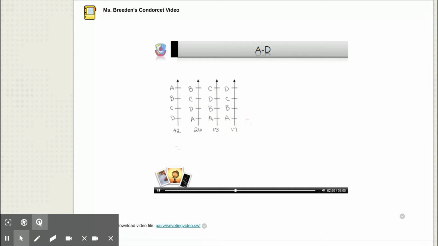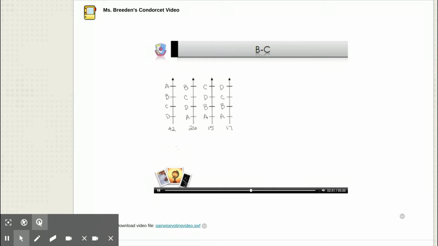Now we'll look at A to D. A still has those 42 votes at the beginning. In our next column, D is higher than A. D is higher than A in the third. And D is higher than A again in the last. So A again has 42 votes. D has 58.